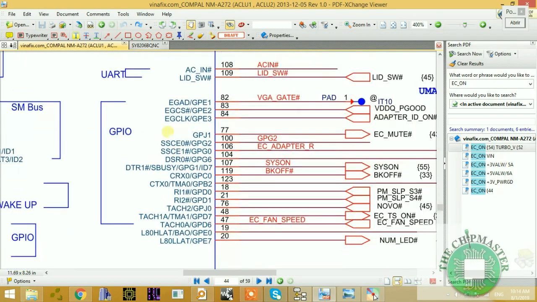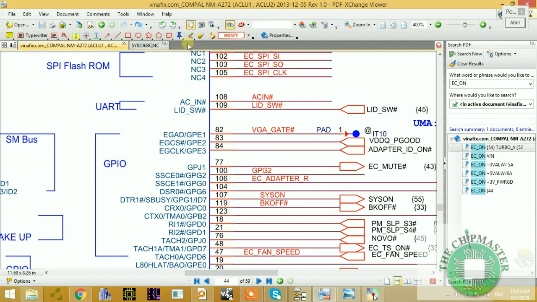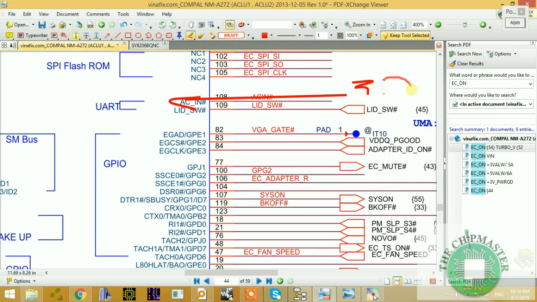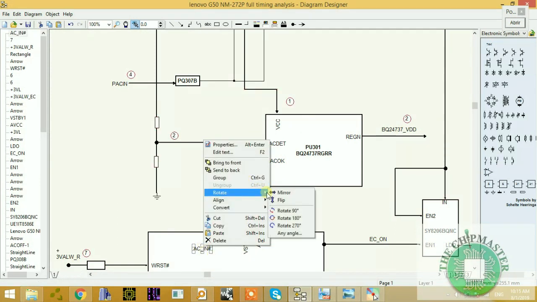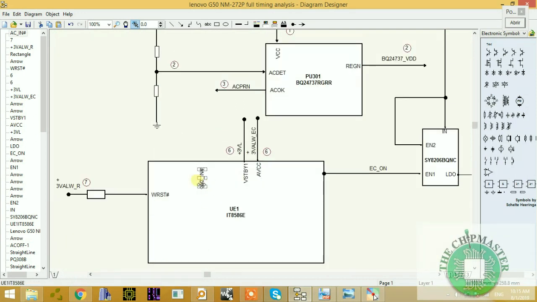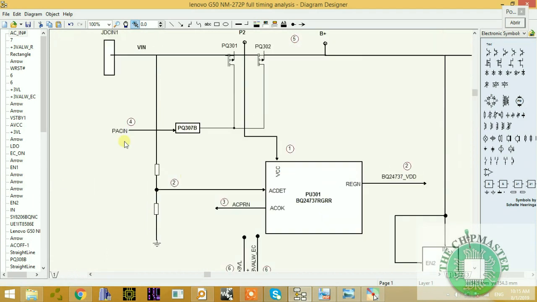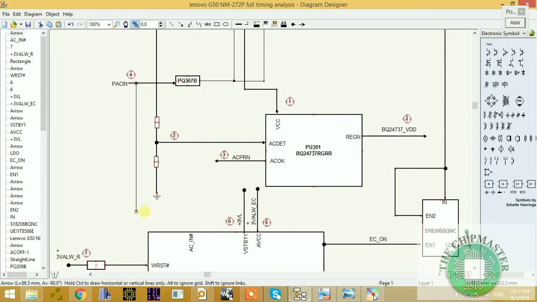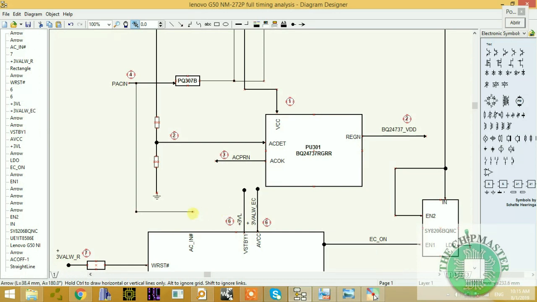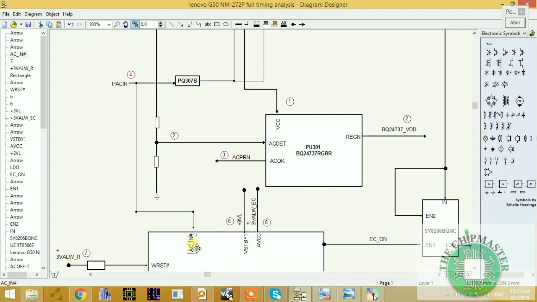So let's see where it is. Here it is, AC in. So pin 108, this AC in signal is an input which is coming to the I/O controller, which is approximately 3 volts, 3.2 volts. Remember, we calculated this in the last section. 3.2 volts coming through, and it is coming to the AC in pin. So let's copy this, and that's AC in.